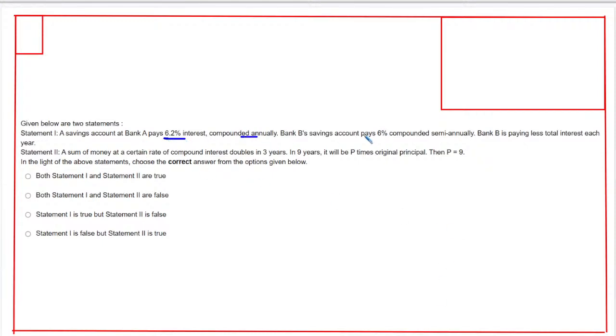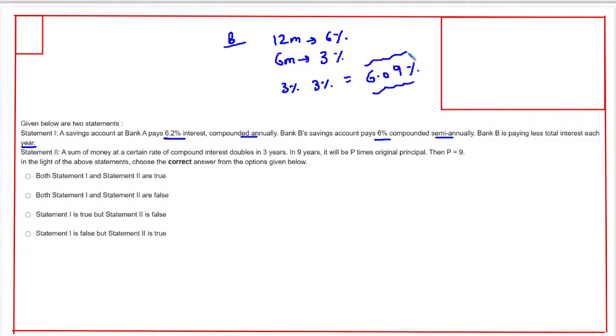A is compounded annually at 6.2 and B is having 6% semi-annually. Means for 12 months it is 6%. For B, in 6 months it is semi-annually, it is 3%. And for a year we have to find. So 3% is done successively, which will give us 6.09%. The effective rate is 6.09. It's a 6.2. So A is having more interest. B is paying less total interest. That is also correct. First statement is correct.